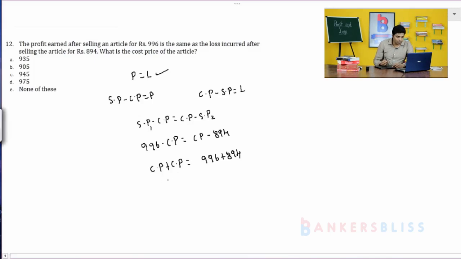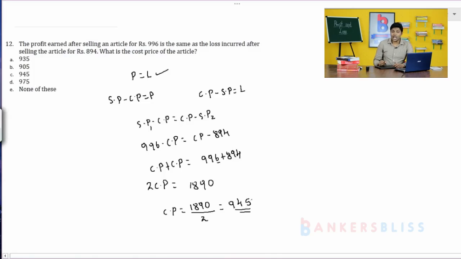Okay, see here, cost price plus cost price you got. So 2 cost price is equal to, so after adding how much you are going to get? 6 plus 4 10, 1 carry over, 9 plus 9 18 plus 1 19, 1 carry over, 9 plus 9 18. So you got 1890. Therefore cost price is equal to 1890 by 2. So you are going to get 2 9s are 18, 2 4s are 8, 2 5s are 10. So 945 is the cost price what you got.